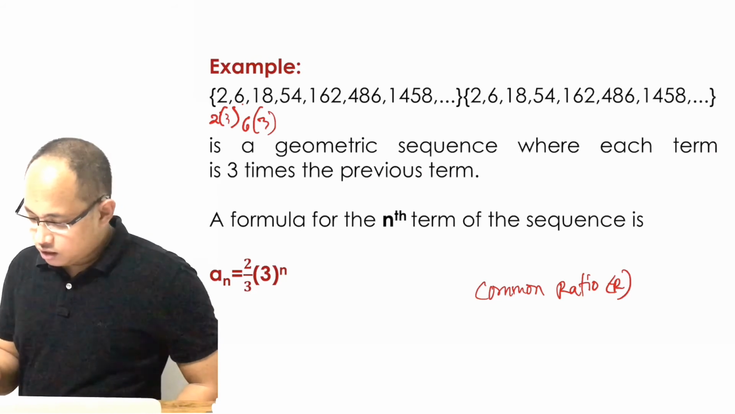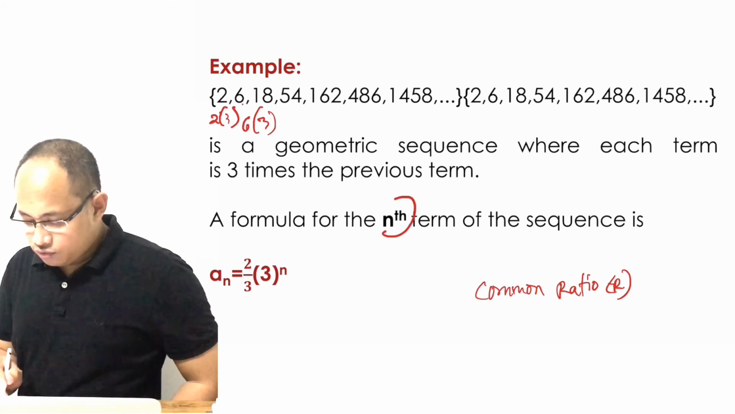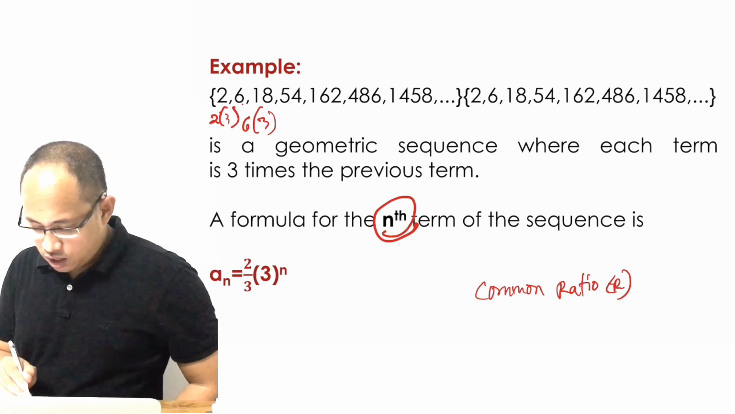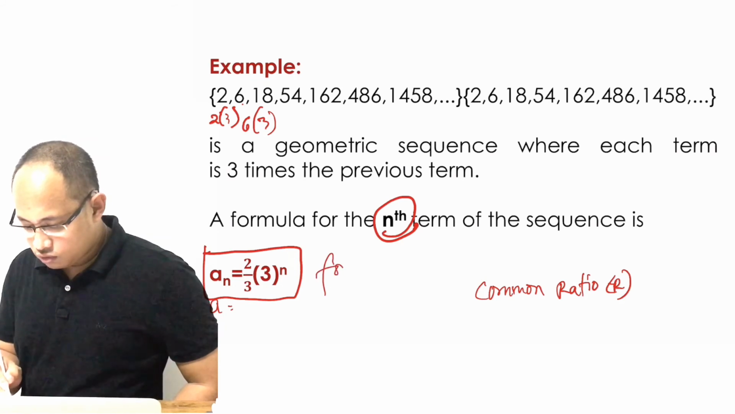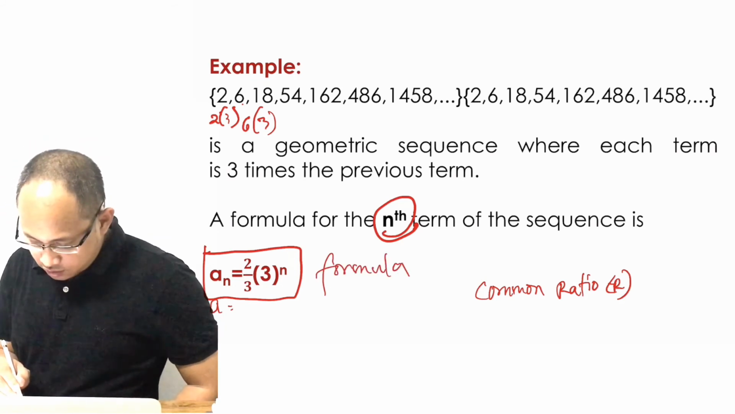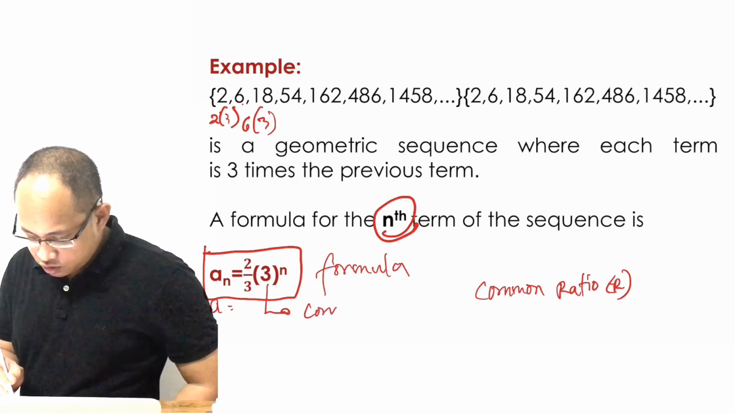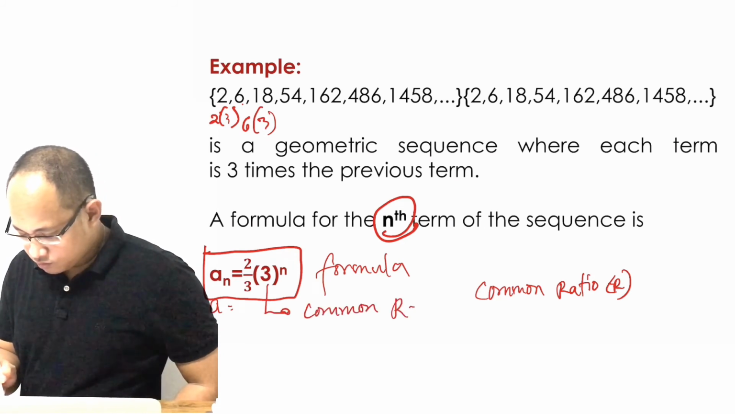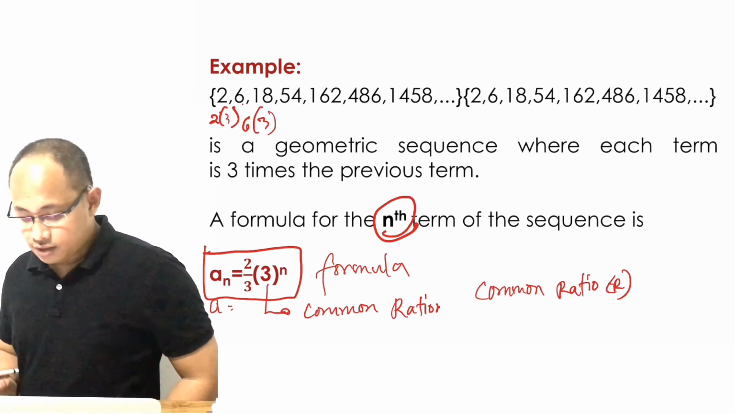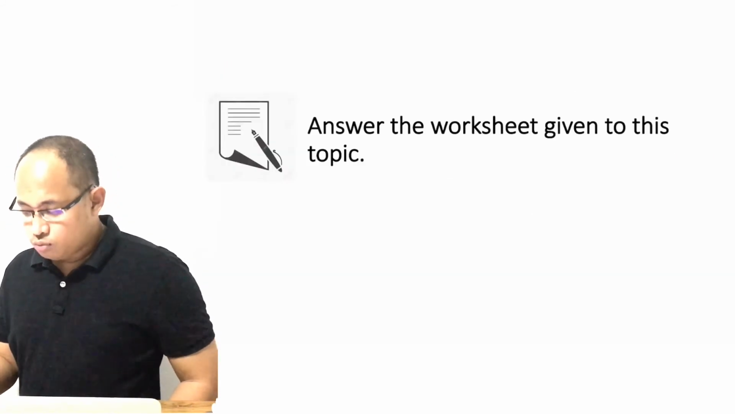So therefore we're looking for the nth term, so we don't know what term that is. So look at this. This is the new formula, and 3 here is the common ratio. All right, in here is the common ratio.